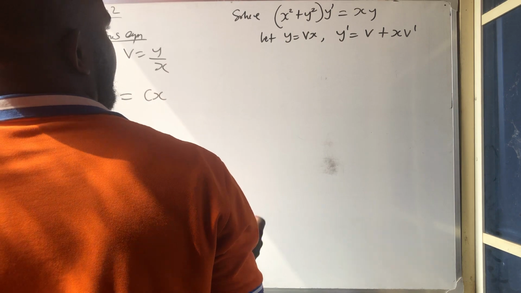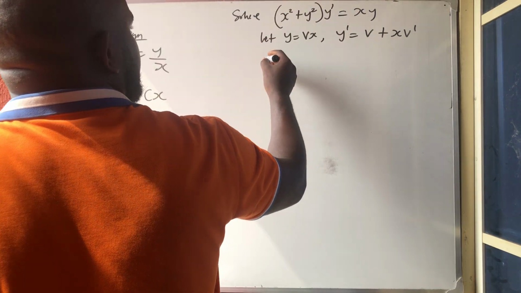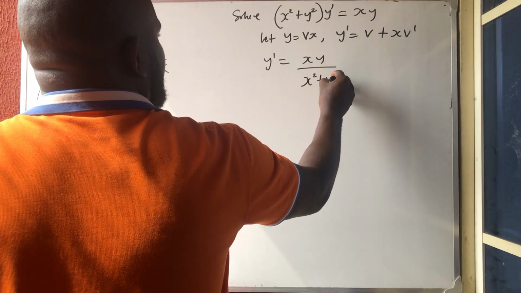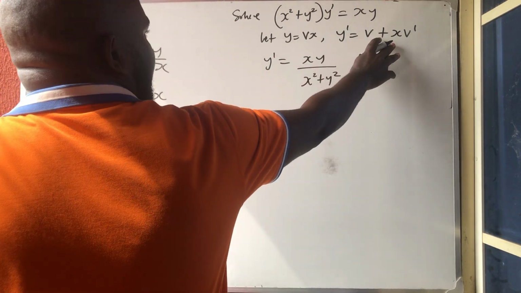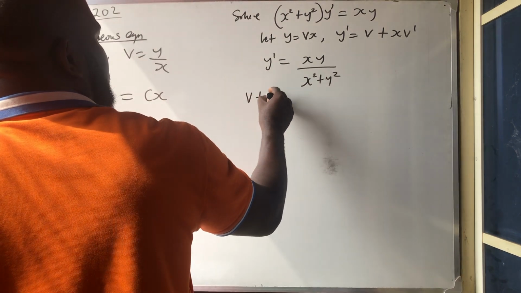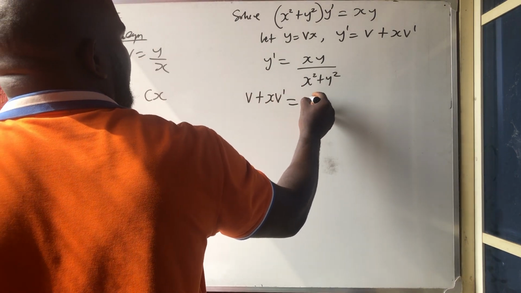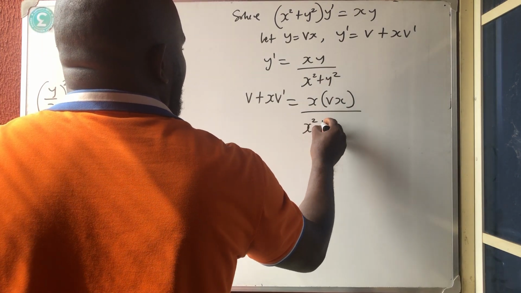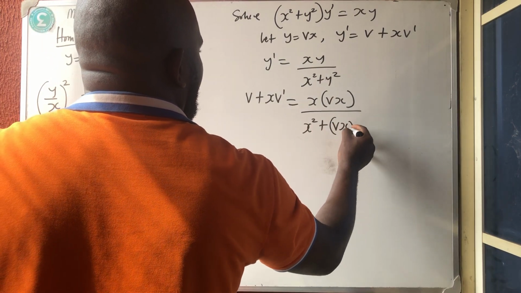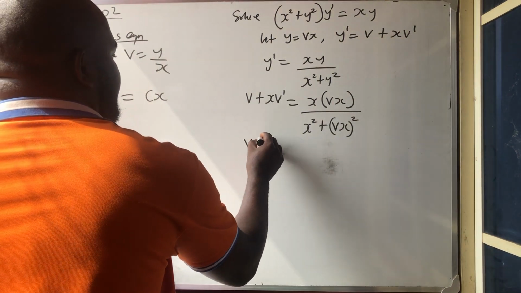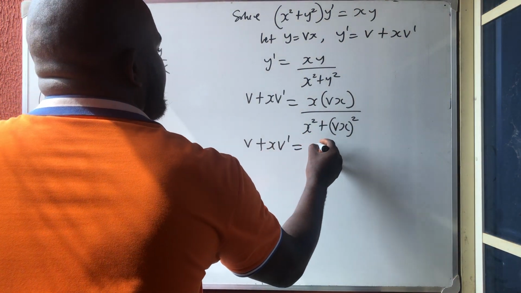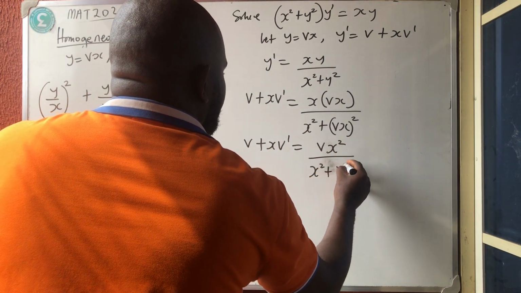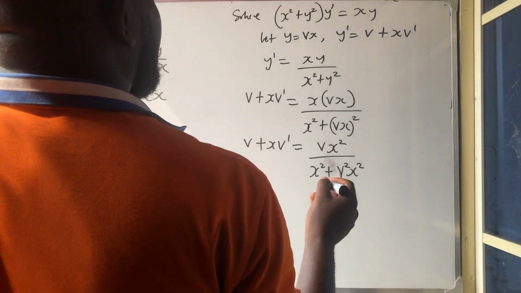In fact, I want to keep y prime separate first. y prime should be xy all over x squared plus y squared. So instead of writing y prime, I will now write v plus x v prime is equal to x (vx) all over x squared plus (vx) all squared. So what am I having? v plus x v prime is equal to v x squared all over x squared plus v squared x squared. So let us factorize.